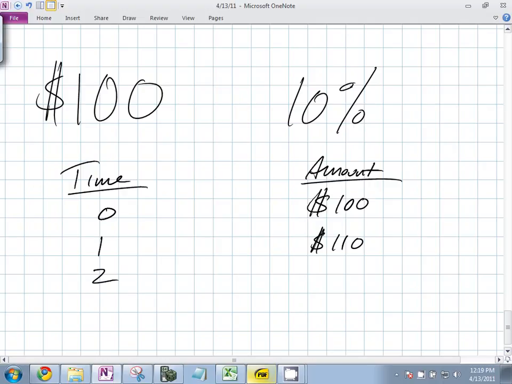121. How many people think it's going to be 121? How many people think it's going to be 120? How many people think it's going to be something else? What do you think? 10% of 110 or 10% of 100? What kind of interest did we just compute then? Compound interest. Why is this compound interest and not simple interest? The previous amount, but in addition to the original amount, how much? The most recent interest. There we go.